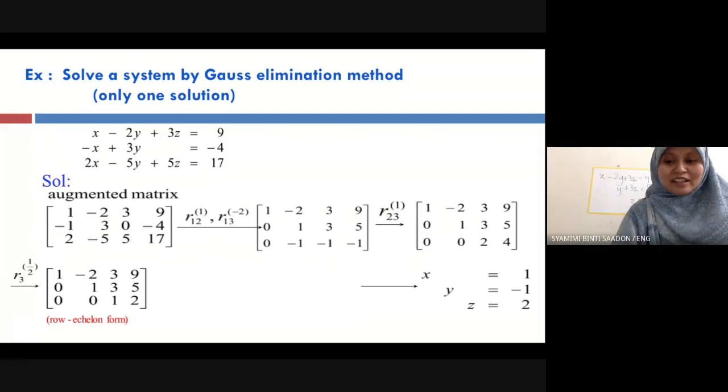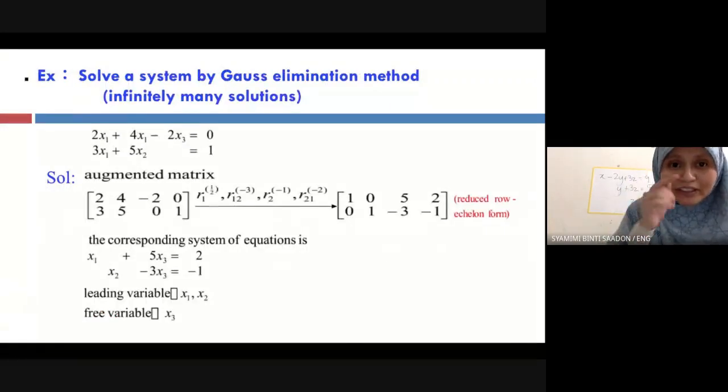Okay, so that is how you solve a system using Gauss elimination that only has one solution, meaning that x is always 1 despite whatever other parameters change or not. So x is 1, y is -1, and z is 2.